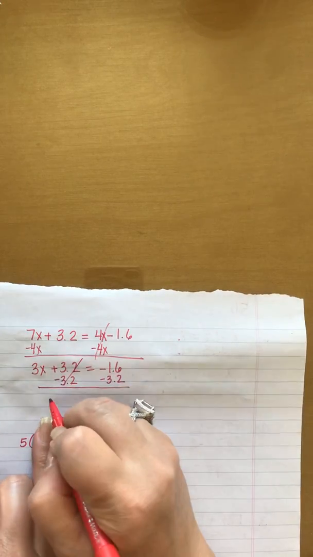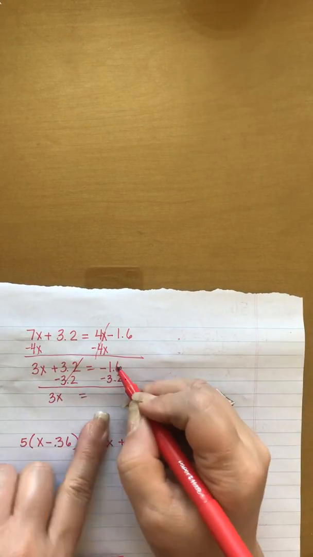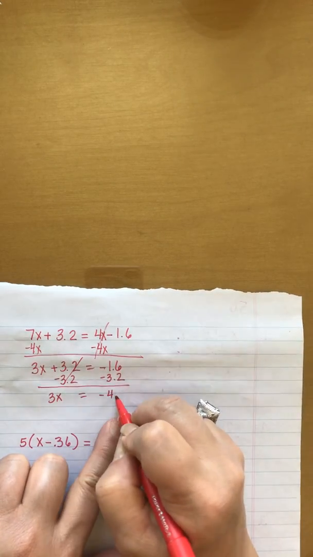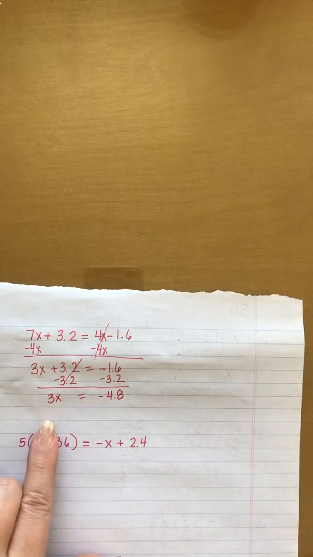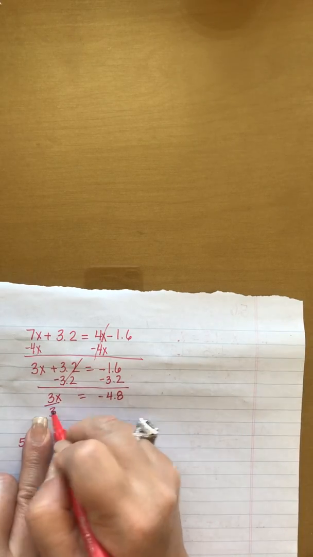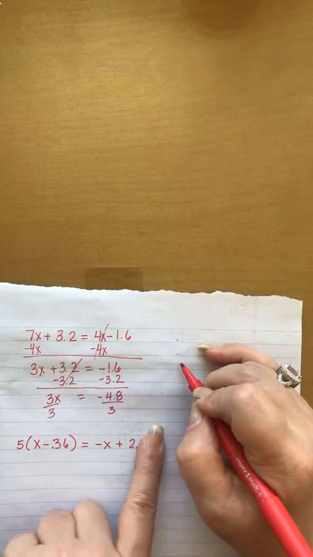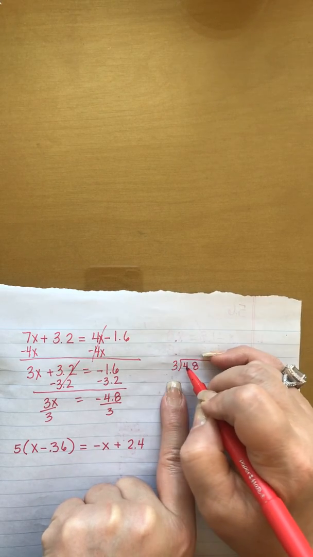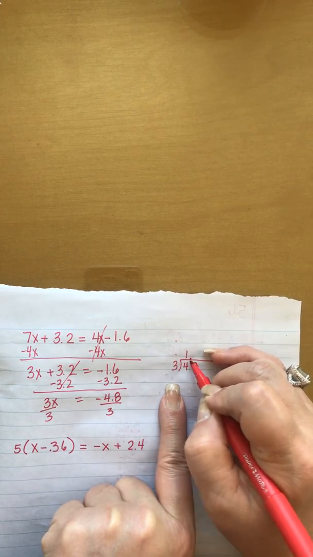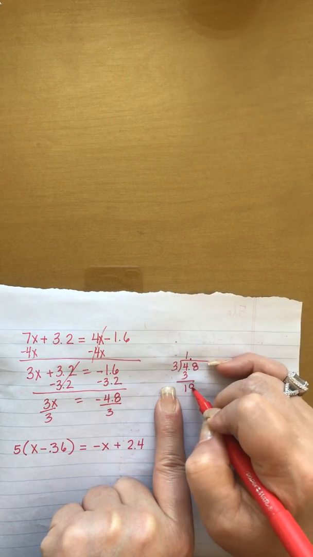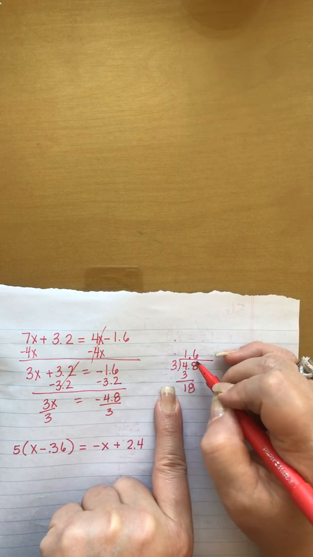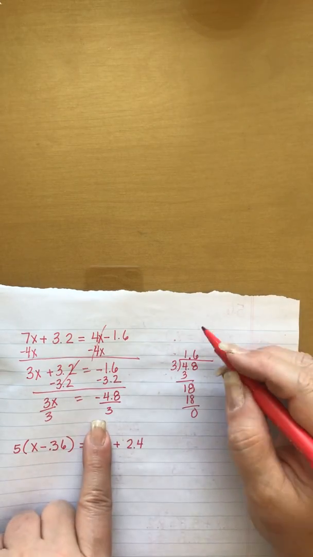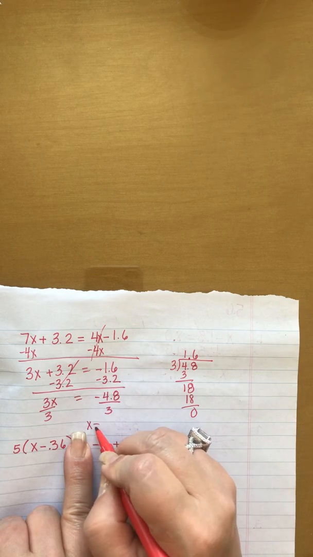Now I want to get rid of 3.2, so I'm going to subtract 3.2. Okay, so I have 3x on this side, and on this side I have a negative and a negative. I get a bigger negative, negative 4.8. And then divide 3 into both of these. So off to the side, I'm going to do 3 goes into 4.8. 3 goes into 4 one time. Subtract, bring down the 8, and 6 times 3 is 18 with no remainder. So this is 1.6, but it's negative because I have one negative.